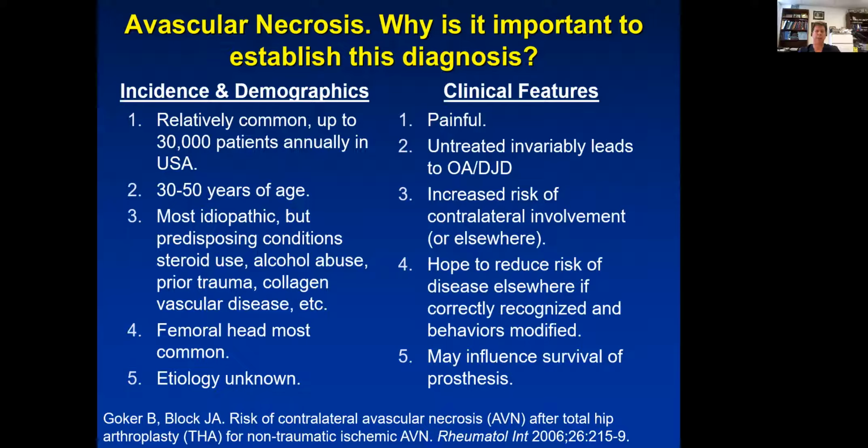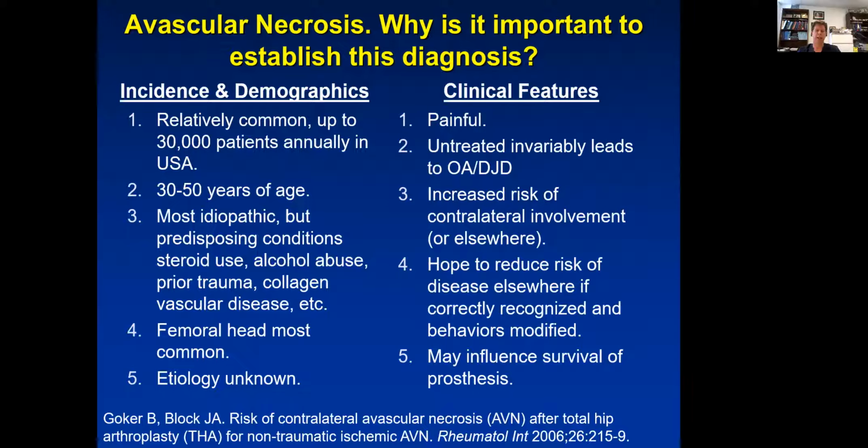We know that the majority of cases are idiopathic. That is, we don't really know what causes AVN, but we do know there are some predisposing factors. Those are principally chronic steroid use and alcohol abuse, again, for reasons that are somewhat unclear, but other conditions, primary trauma, pregnancy, collagen vascular disease, etc., seem to predispose patients to the development of AVN. We also know that AVN can affect a variety of bones throughout the body, but the femoral head is by far the most commonly implicated.